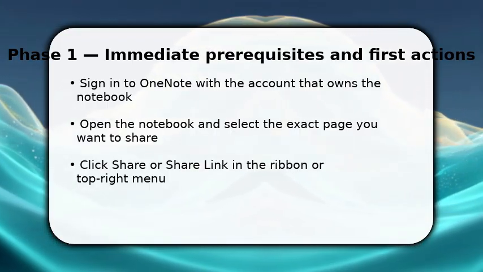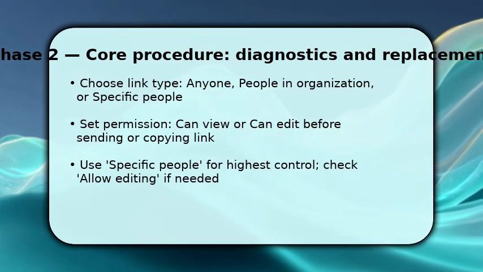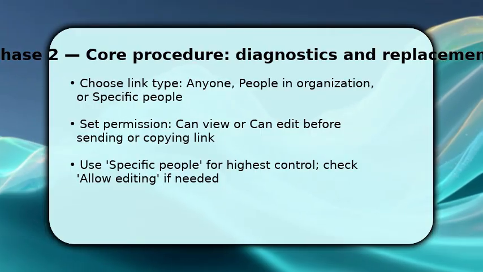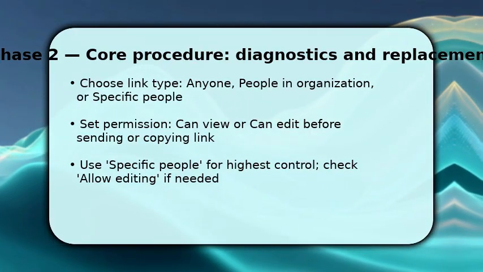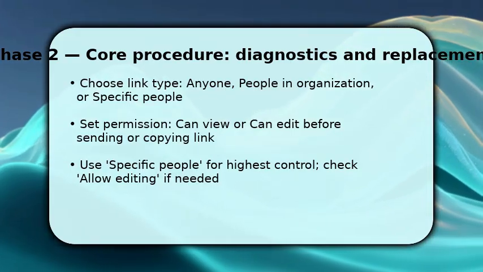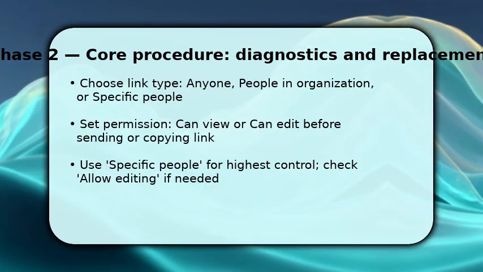Now decide how to share. Generate a link or invite specific people. If you choose a link, pick anyone, people in organization, or specific people. Each controls who can open it. Then set permission to can view or can edit. Remember, can edit lets recipients change the page and sync changes back.